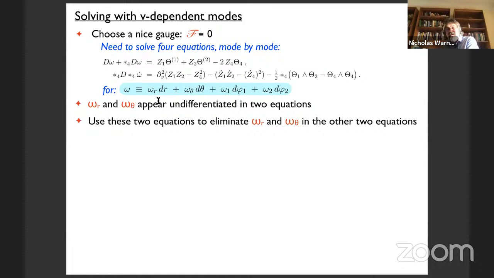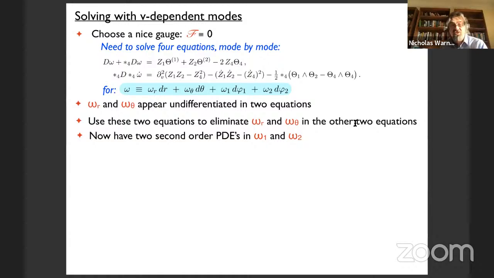You get rid of omega r and omega phi in terms of derivatives of the other quantities. So you use these just to algebraically eliminate them in the other two equations. And the end result is you've now got two second order PDEs in omega 1 and omega 2. Straightforward. In Mathematica, it'll fill many pages. It's totally disgusting, but you know, it gets there.